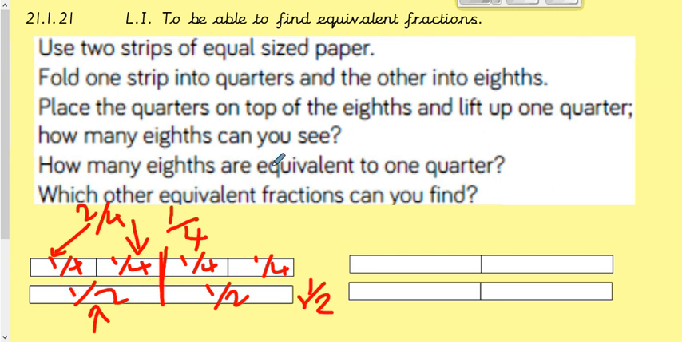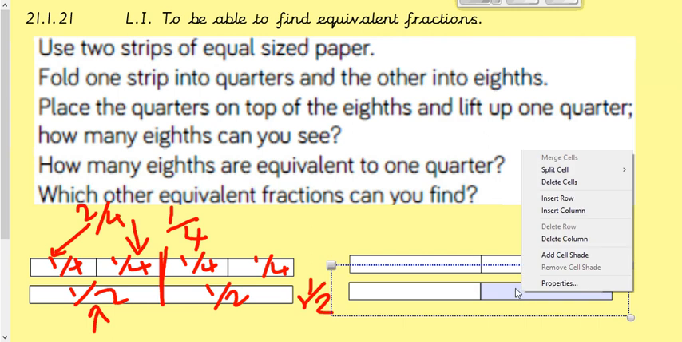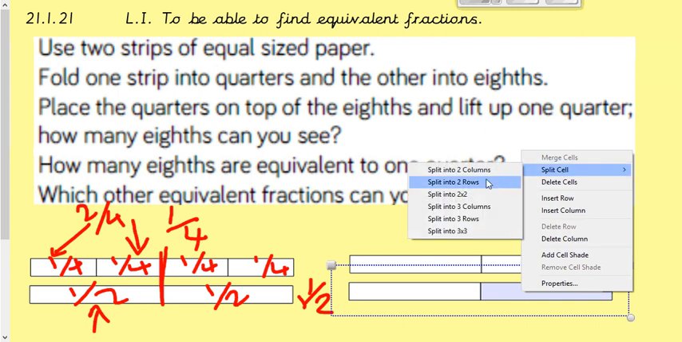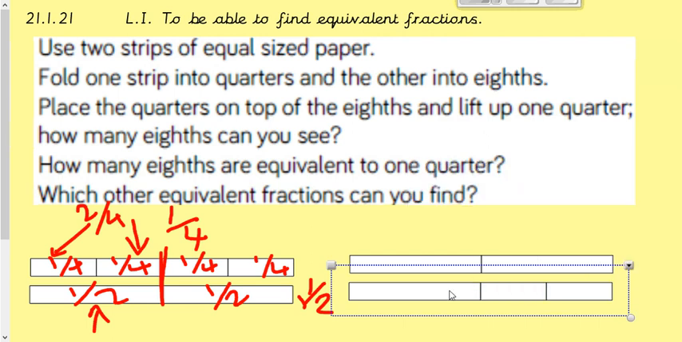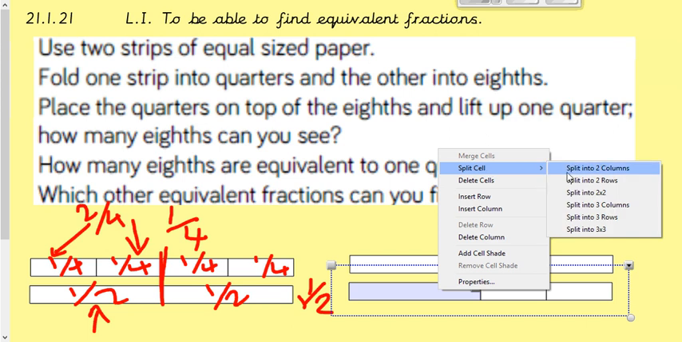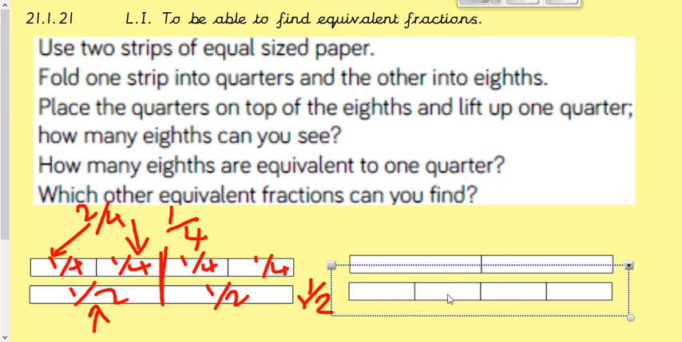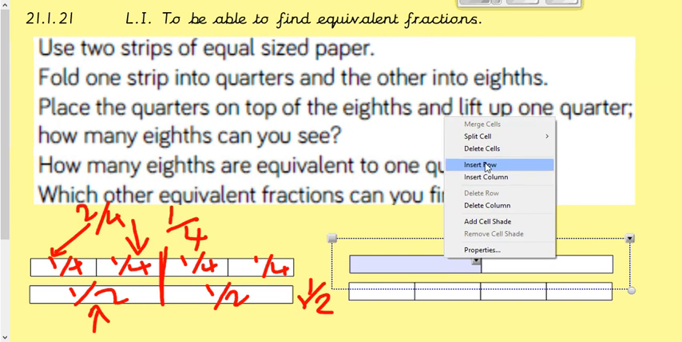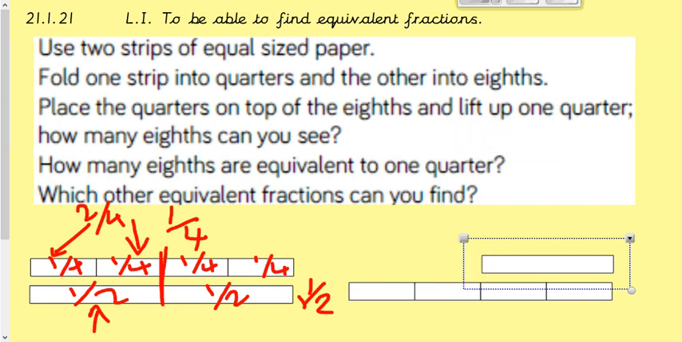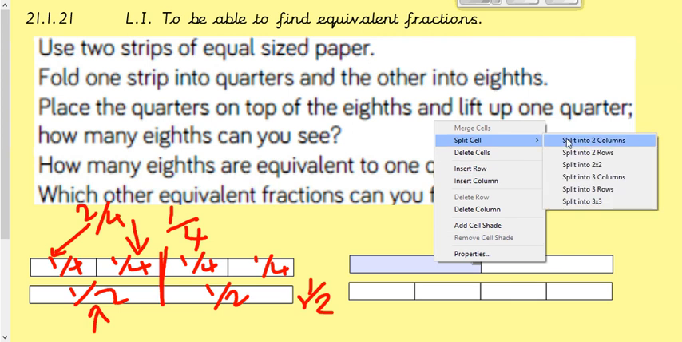We'll try it again on this side. So now I'm going to split the bottom one into quarters again. All right, so we've got 1/4, 2/4, 3/4, 4/4. And now I'm going to split the top one. Oh no, I didn't mean to do that. Sorry about this, my friends. Split it into 2 again.